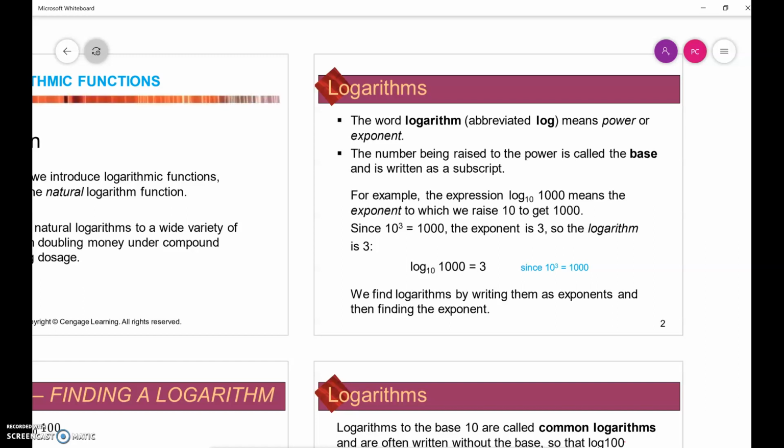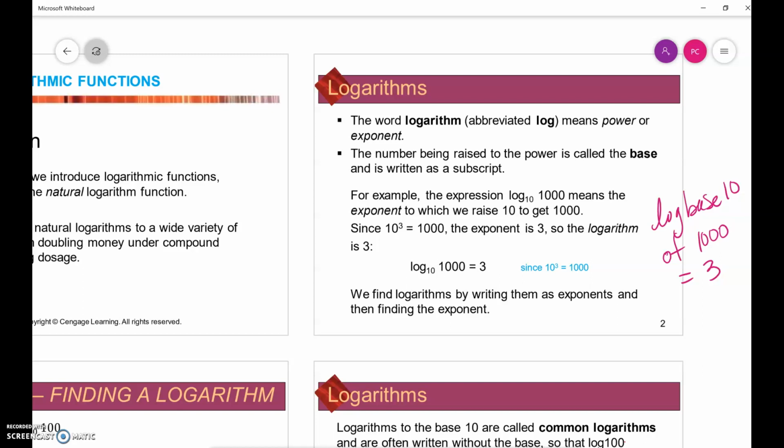So the word logarithm, which is abbreviated log, means power or exponent. And the number being raised to the power is called the base and is written as a subscript. For example, the expression log base 10 of 1,000 means the exponent to which we raise 10 to get 1,000. So 10 to the third equals 1,000, so the exponent is 3, meaning the logarithm is 3. The way we would say this is log base 10 of 1,000 equals 3.